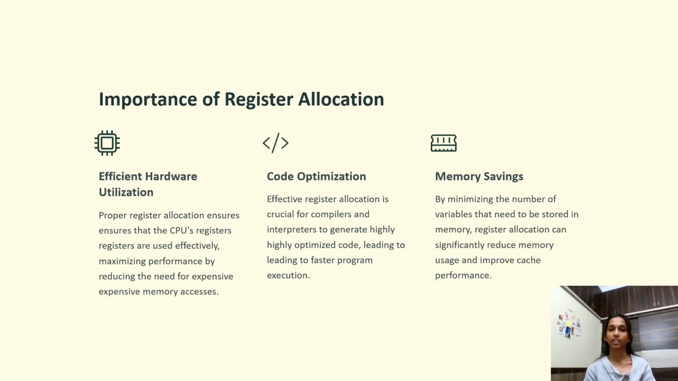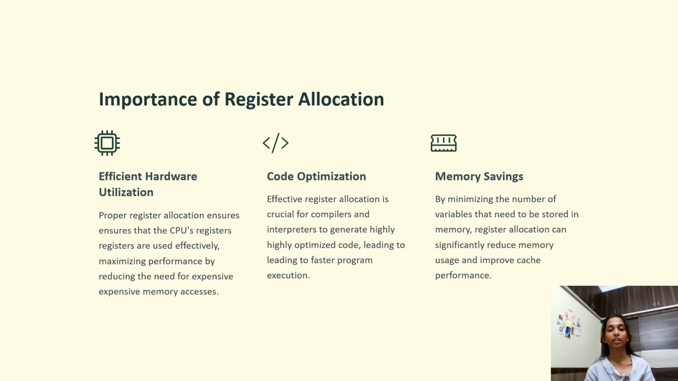Talking about the importance of register allocation. It is important for efficient utilization of the hardware. That is, proper register allocation ensures that the CPU's registers are used completely and efficiently, maximizing the performance by reducing the need of expensive memory access.